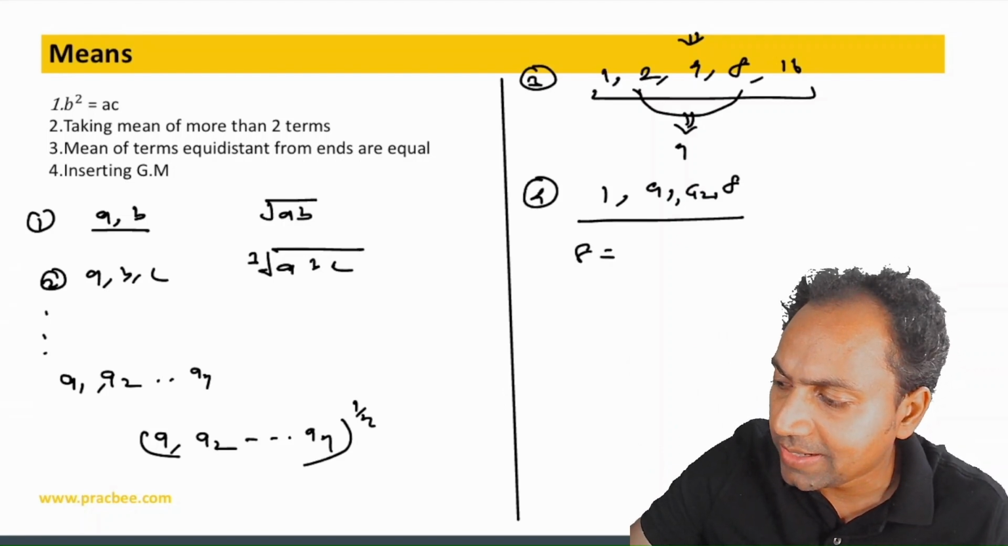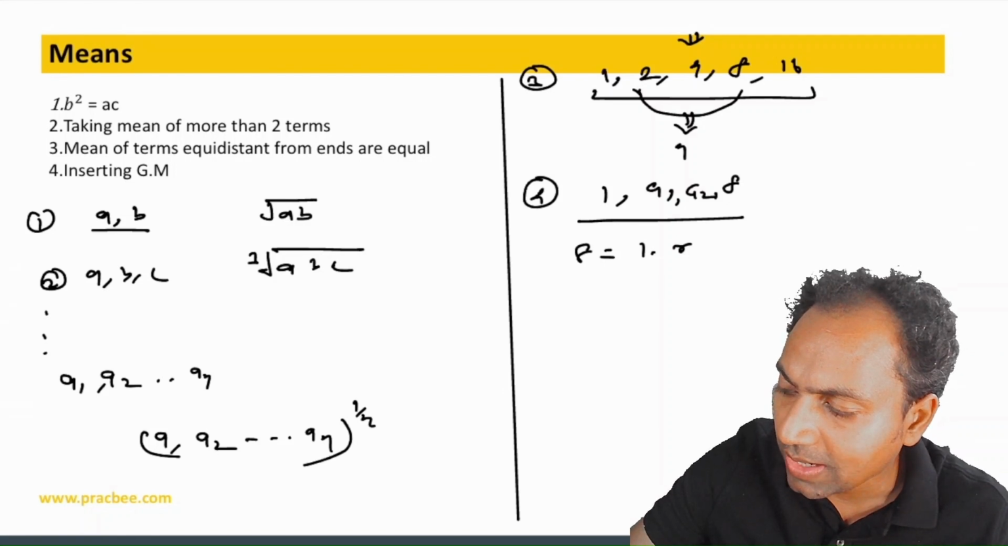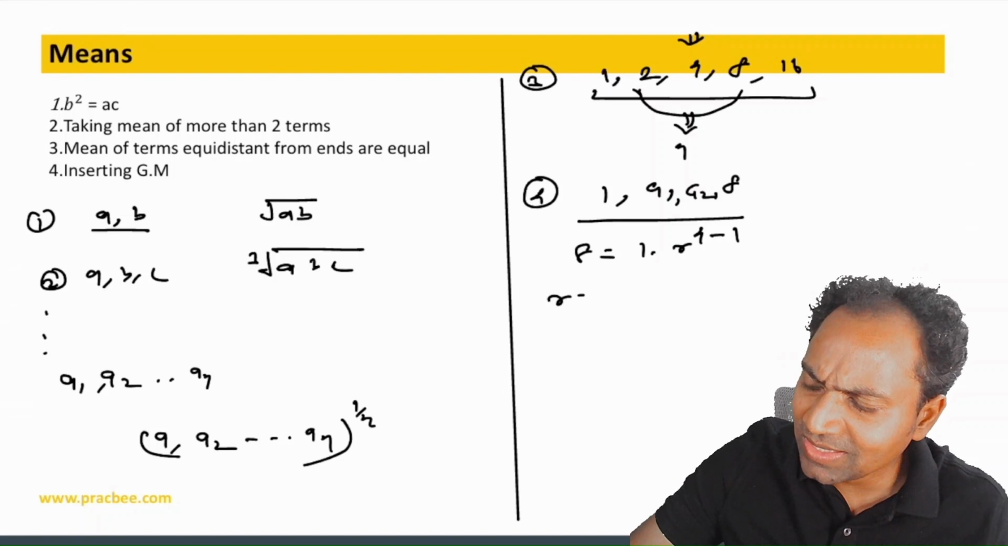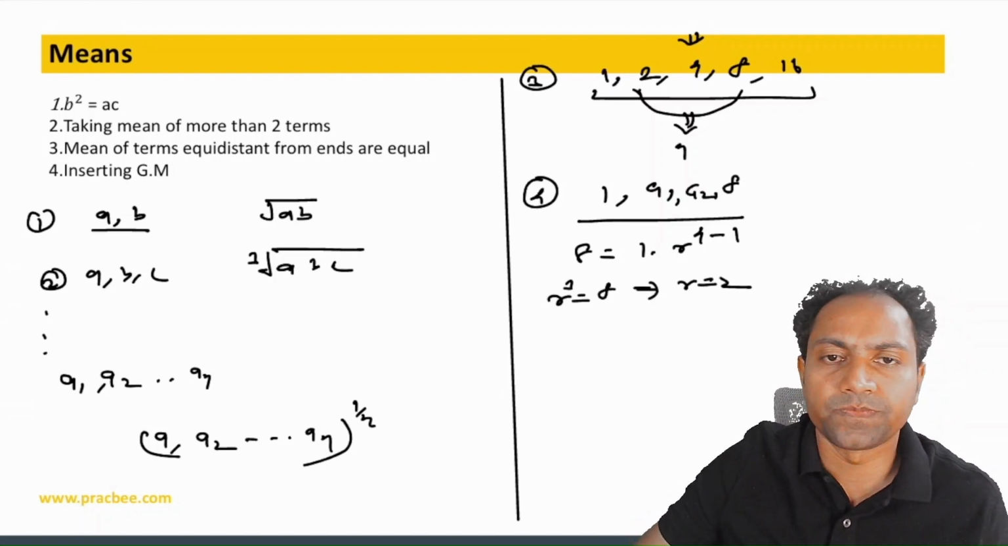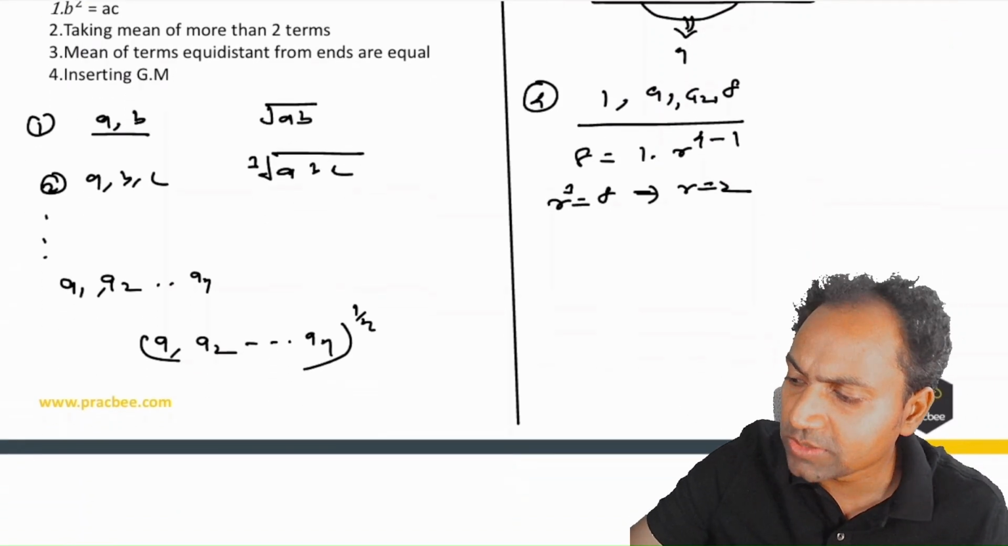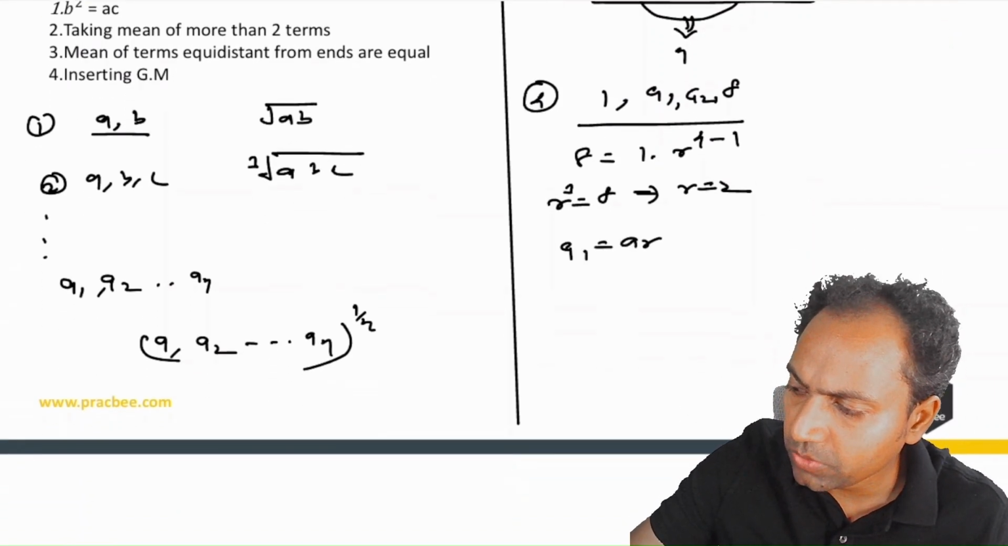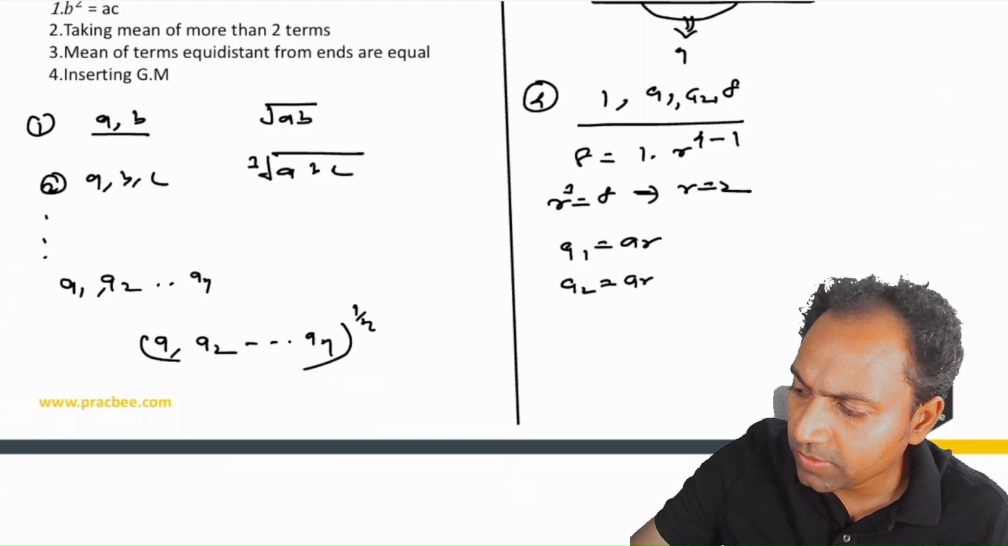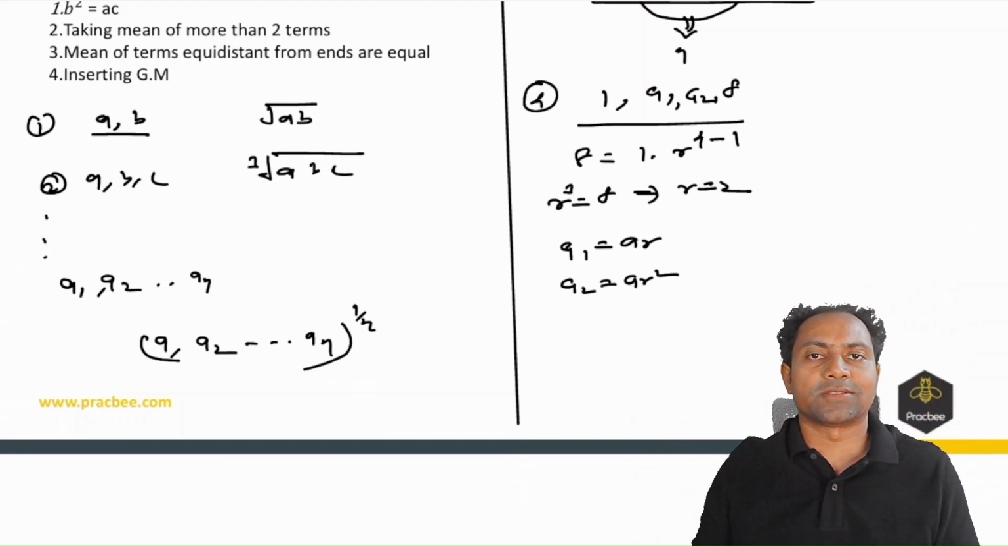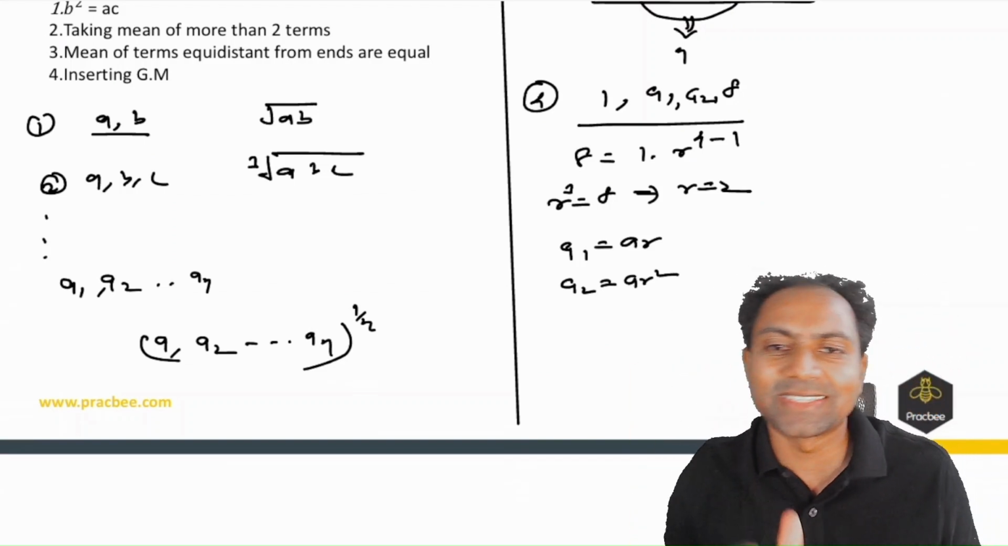So it becomes 8 equals A into R raised to the power 4 minus 1. So you can see that the value of R cube comes out equal to 8 and R comes equal to 2. And this is important because now G1 would be equal to AR and G2 will be equal to AR square. You can put the values and get the answer. So this is the concept of inserting GMs.